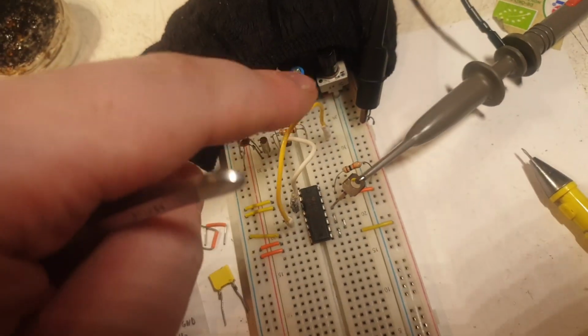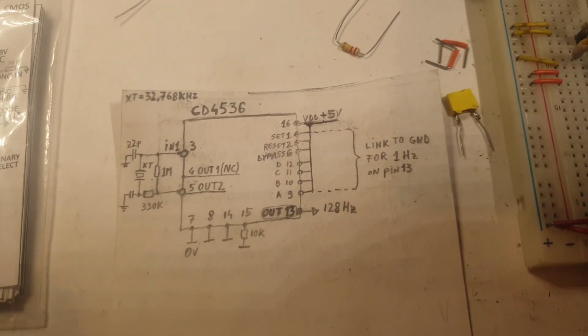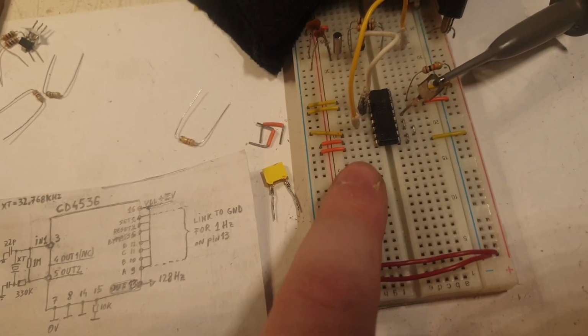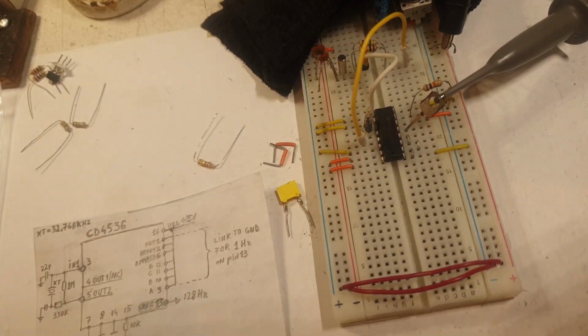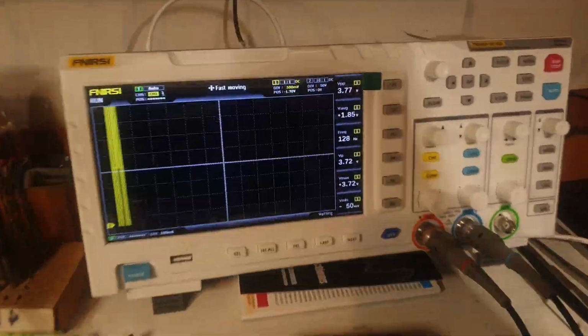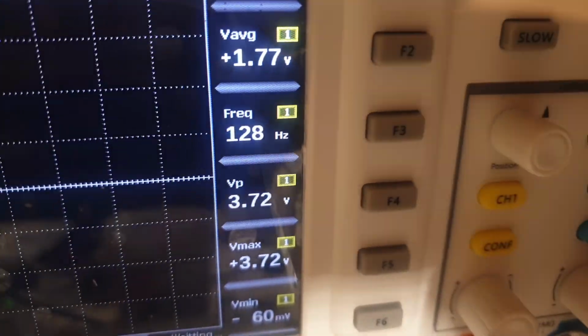So this yellow wire is this exact link, and I had quite some problems until I looked at the breadboard image that you made. From that breadboard image I figured out this should be linked, and the moment I linked it, I got exactly 128 hertz, not fluctuating.